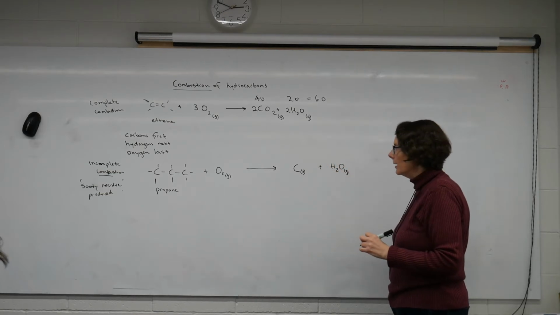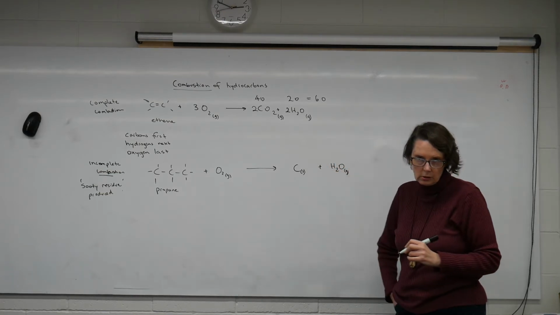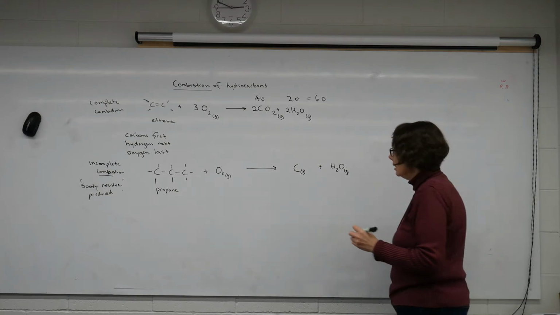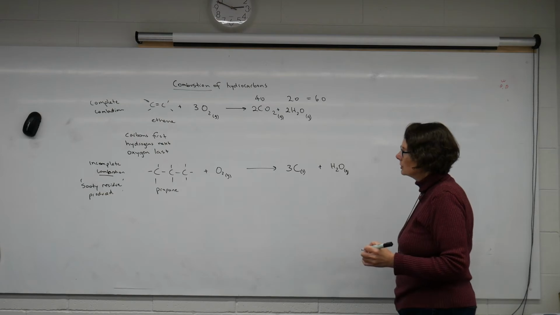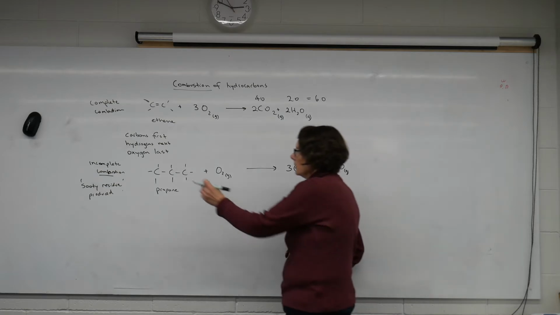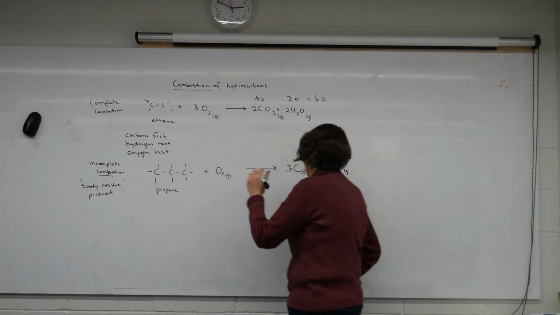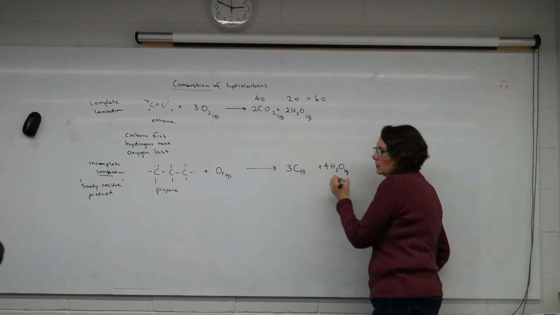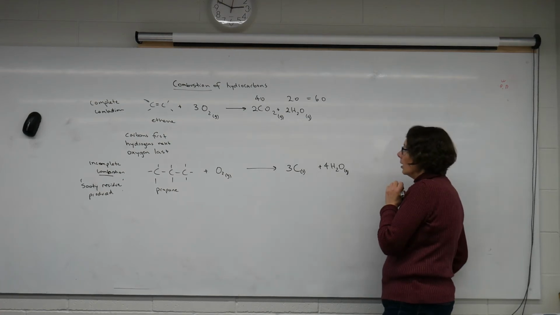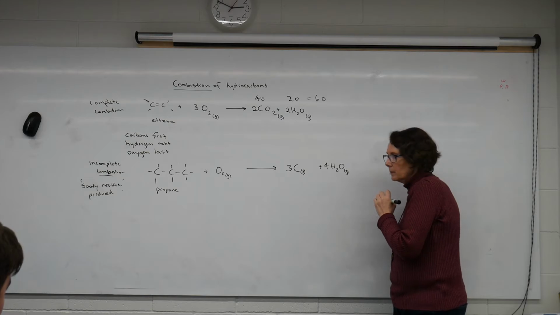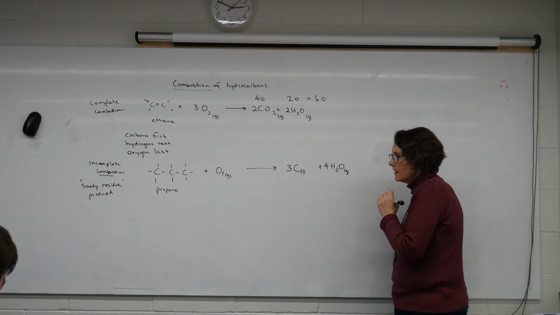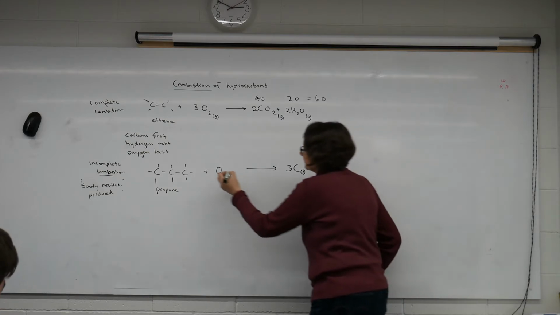We're balancing our carbons first, so what do we need to do? 3 out the front here. We're going to balance our hydrogens. We got 8. How many have we got? 8. And now, lastly, our oxygens. What do we need to do? Put a 2 there.